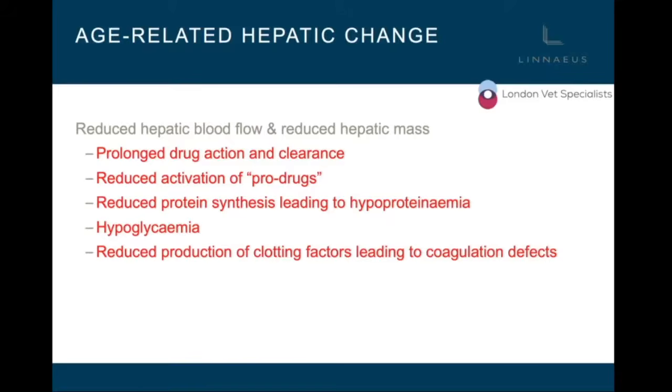If the liver insult is very severe, you may have reduced protein synthesis, which might cause hypoproteinemia, which then in turn may result in peripheral edema or exaggerated drug effects due to reduced protein binding. The animal may be predisposed to hypoglycemia because glucose production is impaired, and if the production of clotting factors is affected, again, this tends to happen when the liver is quite severely affected. This may lead to coagulation defects.